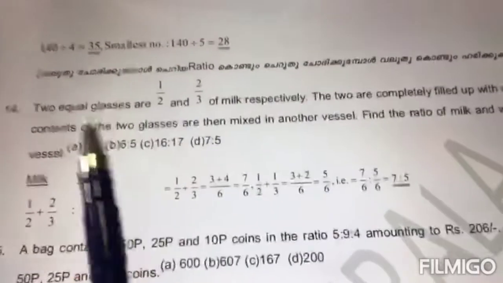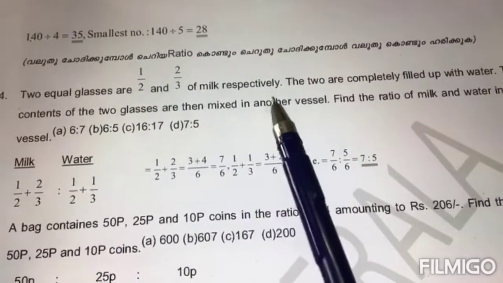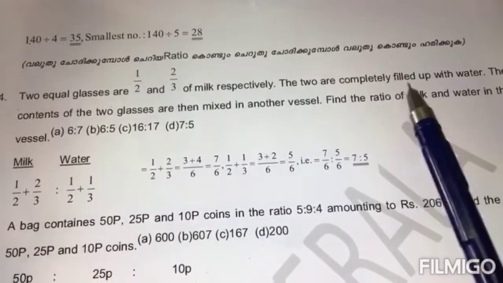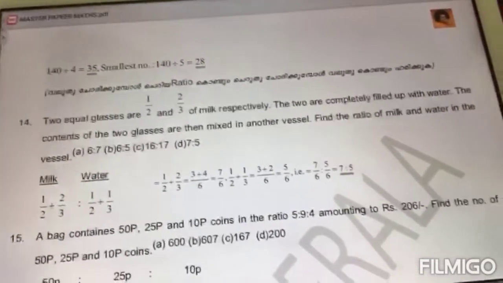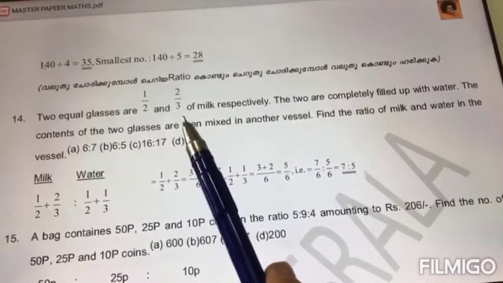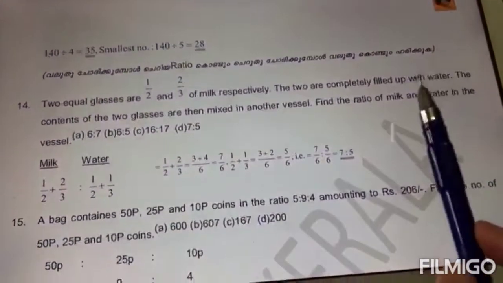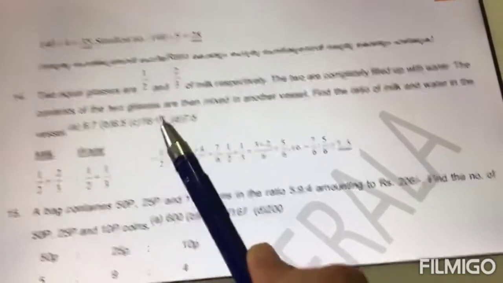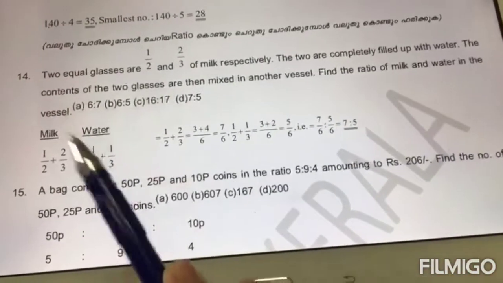Number 14. Two equal glasses are half and 2/3 full of milk respectively. The two are completely filled up with water. So in the first glass, half of the glass is milk, half is water. In the second glass, 2/3 of the glass is milk, and the remaining 1/3 is water. The contents of the two glasses are then mixed in another vessel. Find the ratio of milk and water in the vessel.